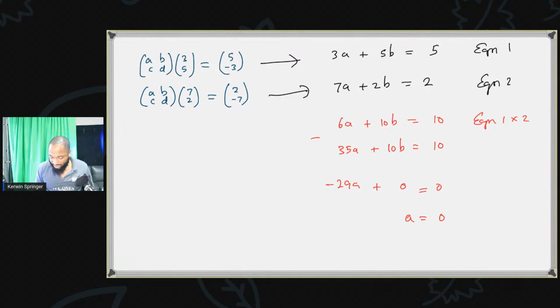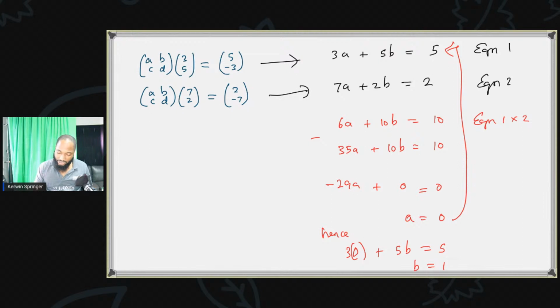Something plus 0 gives you 0. Well, then this must be 0 too. A must just be 0. And then when I substitute a back in this equation, hence 3 times 0 plus 5 times b is equal to 5. This means b is 1.